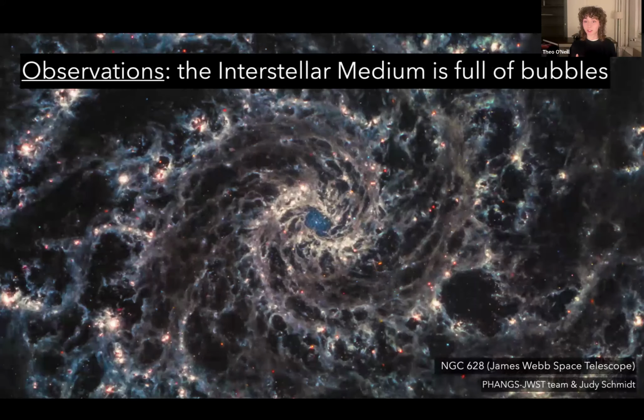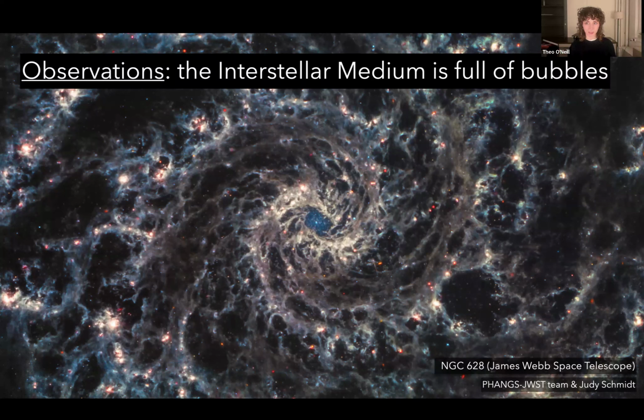agree remarkably well. I'm showing here, I think, just a fantastic image taken by the James Webb Space Telescope of the nearby galaxy NGC 628, which is just riddled with bubbles and voids in the space between the spiral arms of this galaxy. When I first saw this image, I think 2 years ago now when it was released, I was just blown away by how much substructure and how many bubbles really exist in the interstellar medium.